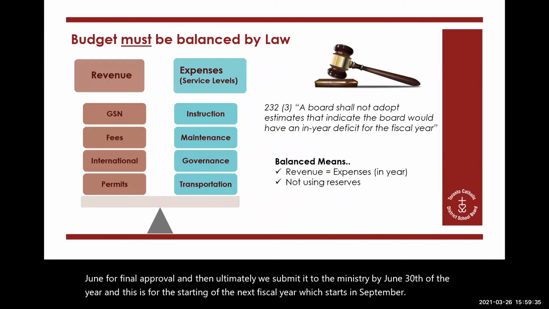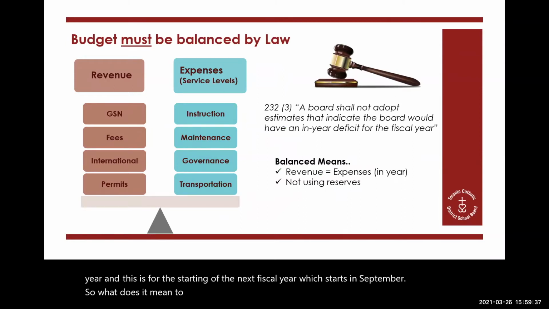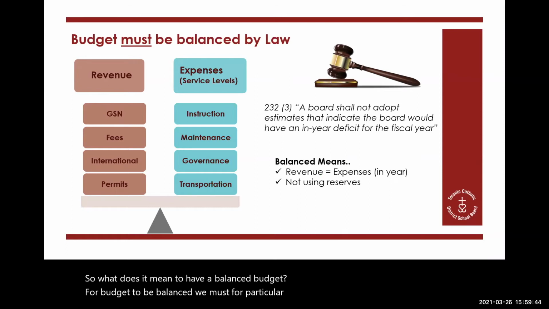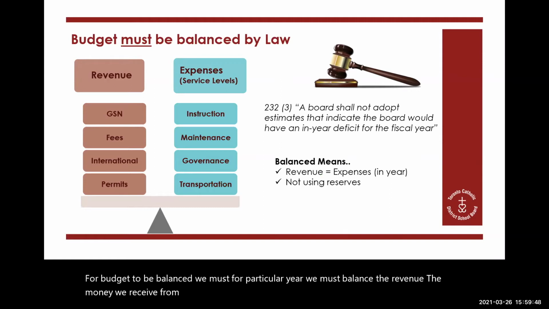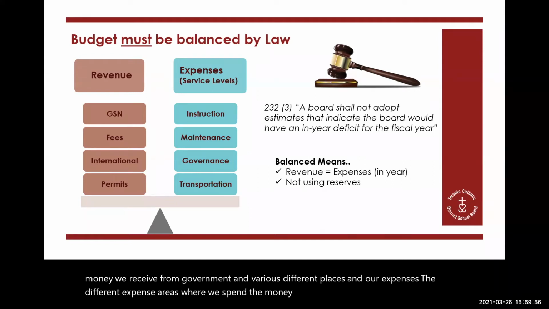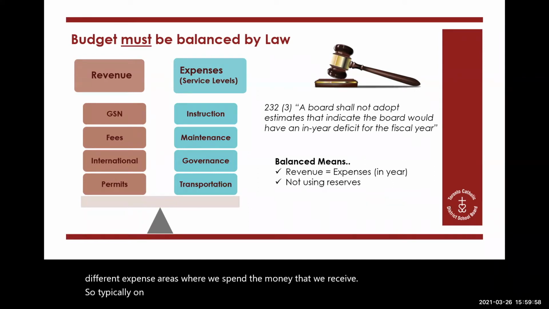So what does it mean to have a balanced budget? For a budget to be balanced, for a particular year, we must balance the revenue, the money we receive from government and various different places, and our expenses, the different expense areas where we spend the money that we receive. So typically on the revenue side, we have a number of buckets of different revenues.